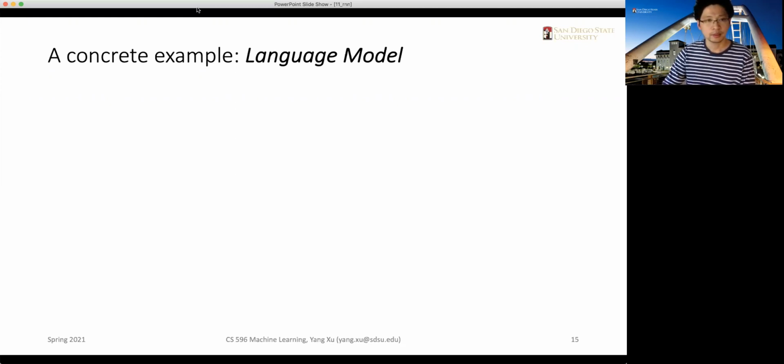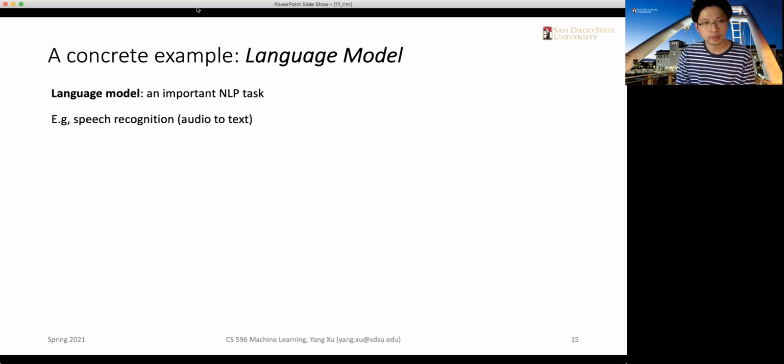All right, so language modeling, or a language model, is an important natural language processing task. It is commonly used in tasks like speech recognition, and in situations where language generation or language recognition is required.